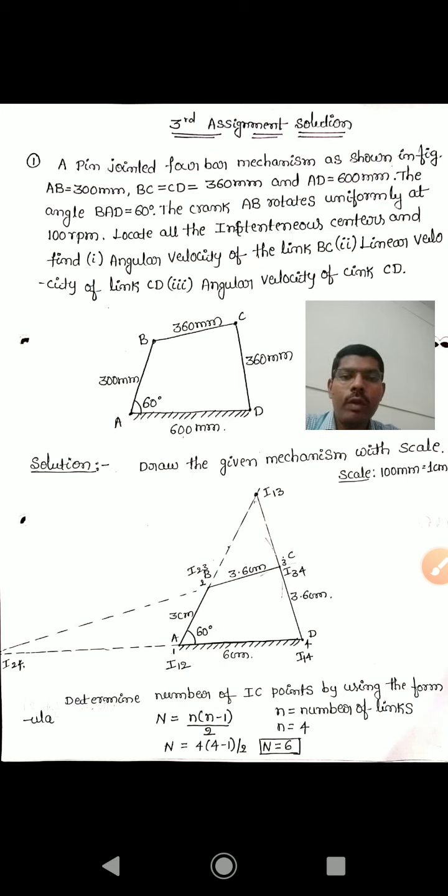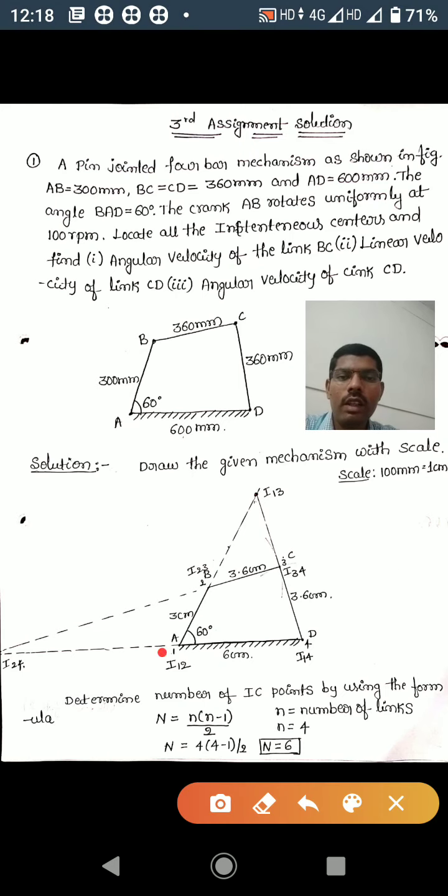So at point 1, point 2, point 3 and point 4, these are the permanent instantaneous centers. Those are already defined. These I13 and I24 we have determined by extending the lines. So that is the method of solving the problem. Okay, so go to the next page.